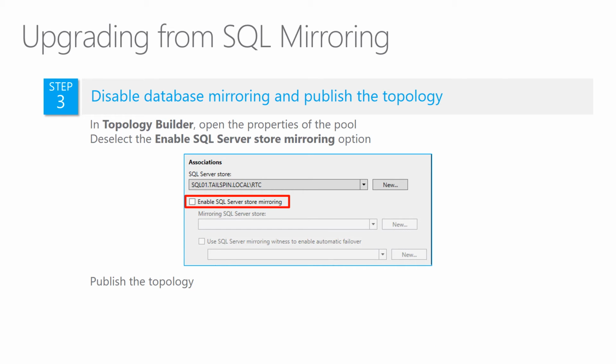Step 3. Disable database mirroring and publish the topology. In Topology Builder, open the properties of the pool, deselect the Enable SQL Store Server Mirroring option, and then publish the topology.